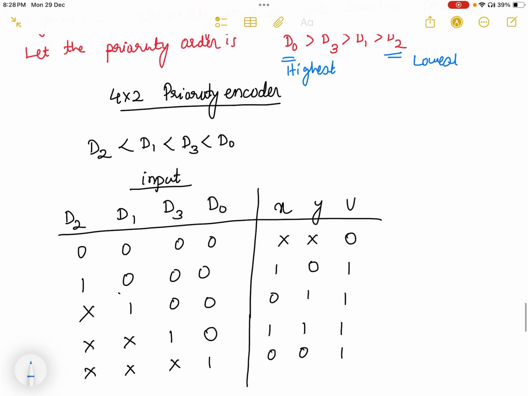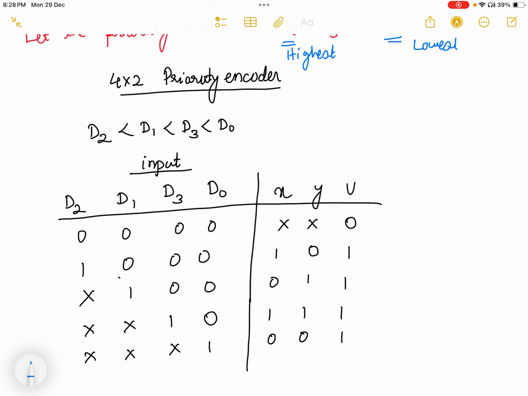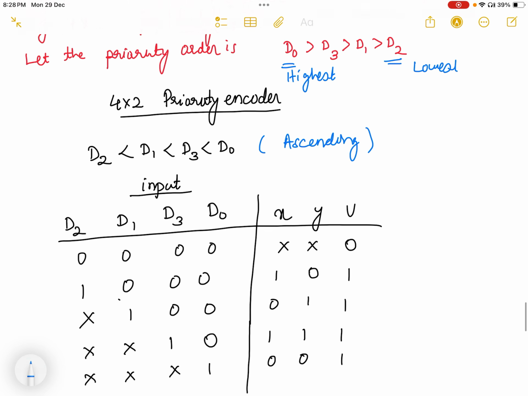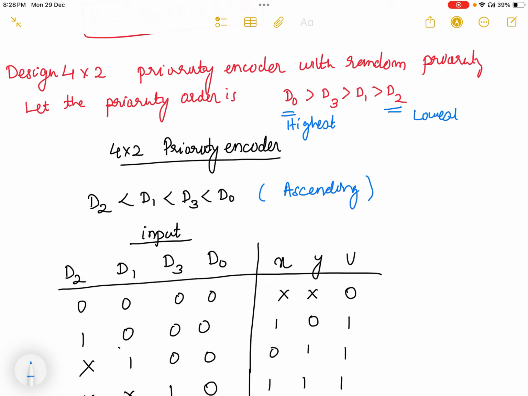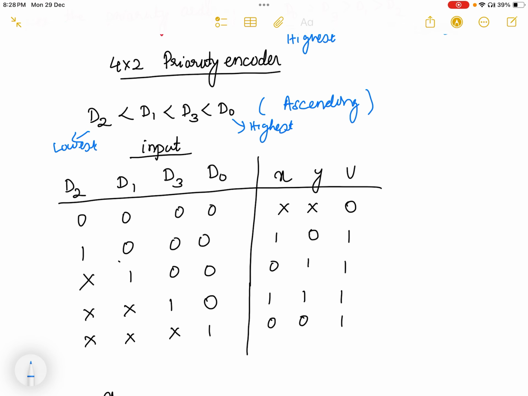When you want to write down the truth table, you have to write either in the ascending order of the priority or the descending order of the priority. So here I wrote in the ascending order of the priority. You can see here D2 is the lowest priority and D0 is the highest priority. So I wrote it here from lowest to highest. In the same manner, I wrote the inputs D2, D1, D3 and D0.